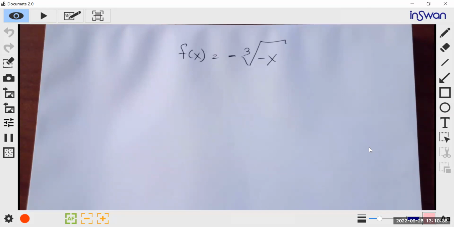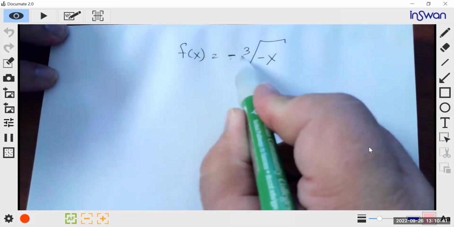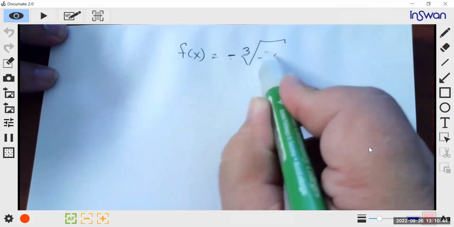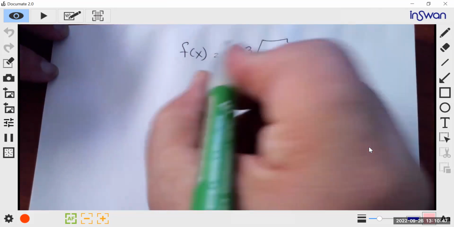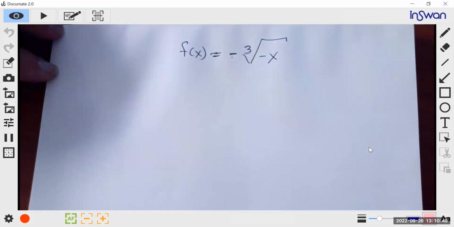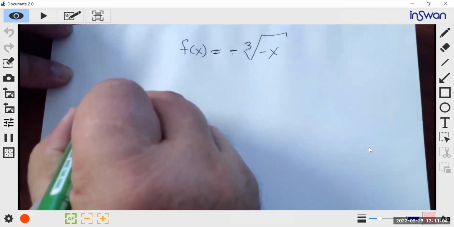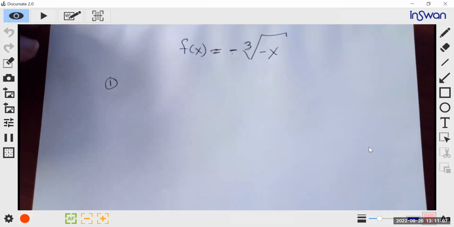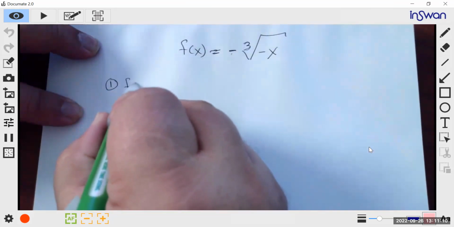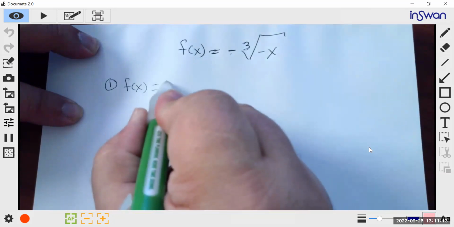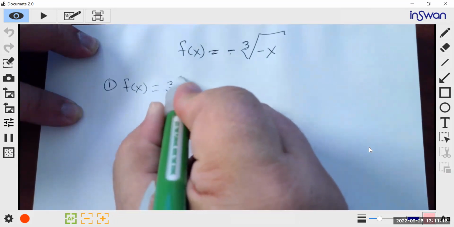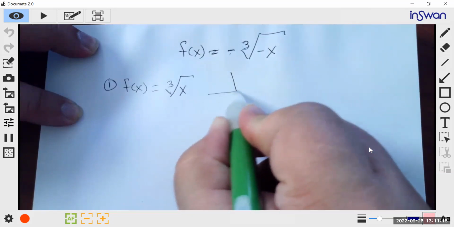F of X equals negative cube root of X. This is negative, this is a cube root of X. Do it piece by piece by piece. What's the original function? Cube root of X, very good. We need to know that because we need to know what the original graph looks like.